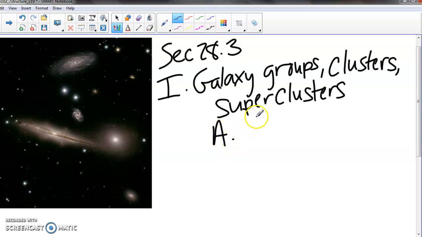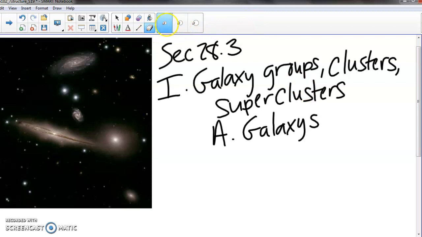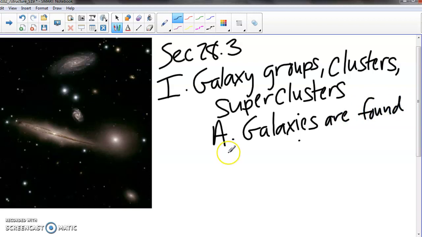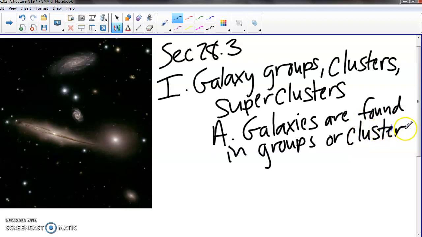So all galaxies in the universe are found in groups and clusters. Galaxies are found in groups or clusters. Notice the use of that word "or" there. This is sort of the smallest structure, and they can be either a group or a cluster. I'll define those later. But the idea is they are bound by gravity with other galaxies. They are not just out there by themselves. They are bound by gravity.